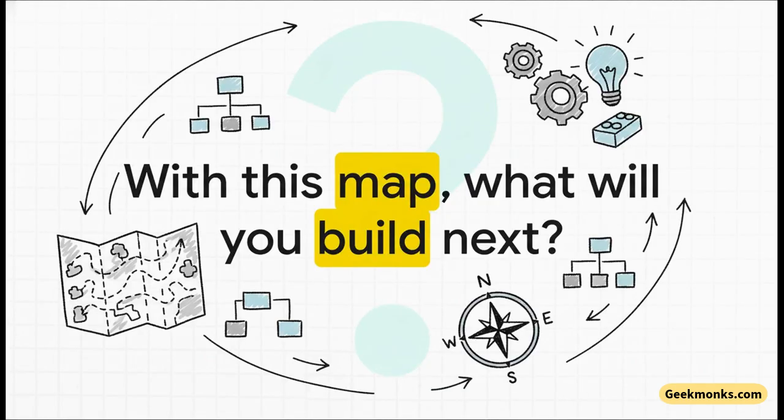So there you have it. The LLM landscape, it's not some big, scary, unknown territory anymore. You've got the map, you've got the compass, and you've got a clear set of decision points to guide you all the way from that initial idea to a full implementation. So now the only real question left is, what are you going to build next?